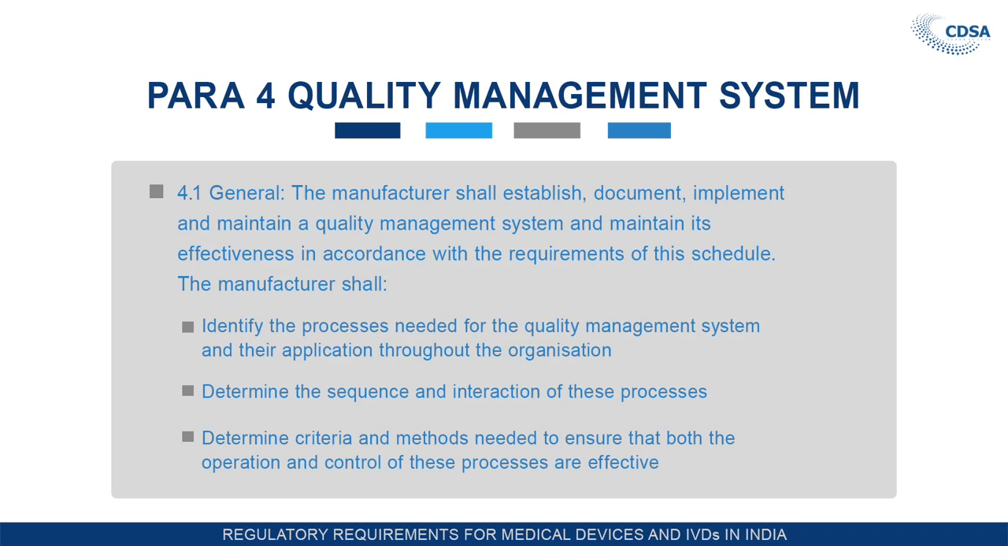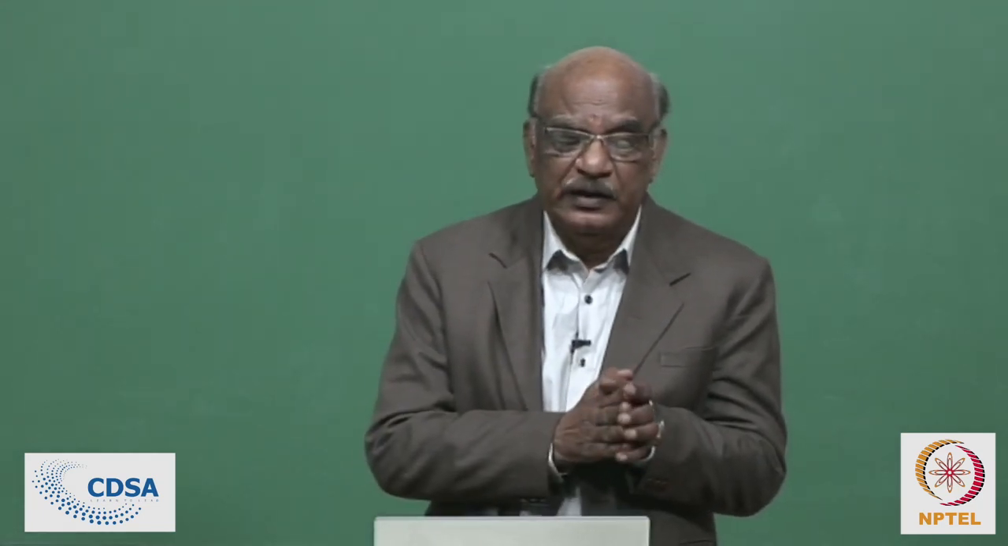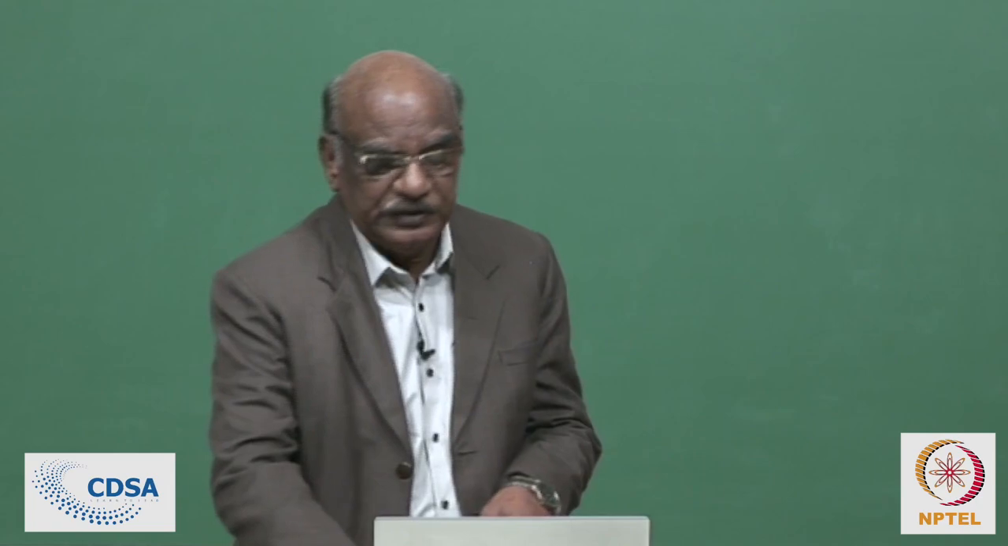Determine criteria and methods needed to ensure that both the operation and control of these processes are effective. You have to have criteria and a system by which you ensure that both the operations and control are effective. Operations means you are doing it regularly, a process, and control means that regular process that you are doing is controlled by way of a method. So these have to be effective and the management has to establish this.